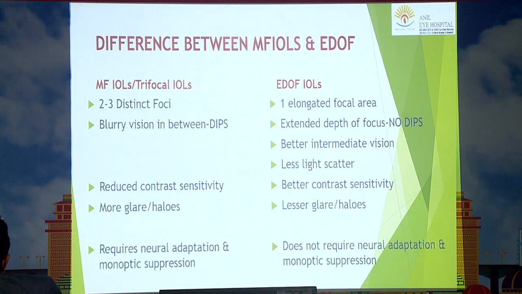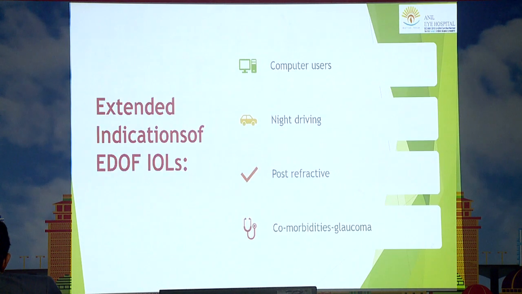So you need to know the differences between a trifocal, for example, and an EDOF lens. An EDOF lens will give you a better intermediate vision, less glare and halos, better contrast sensitivity, and the kind of neural adaptation and suppression that is there in trifocals would be much lesser. There is a dip in the trifocals between the distance to intermediate, intermediate to near, which is not there in the EDOF. It's more of a continuous one, and that is why this becomes important.